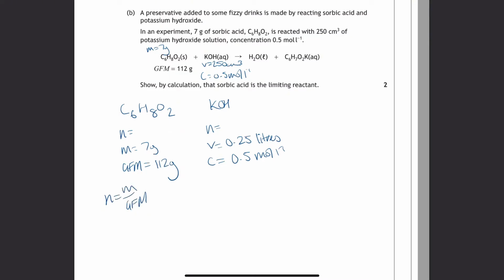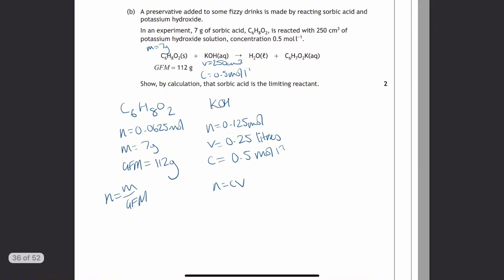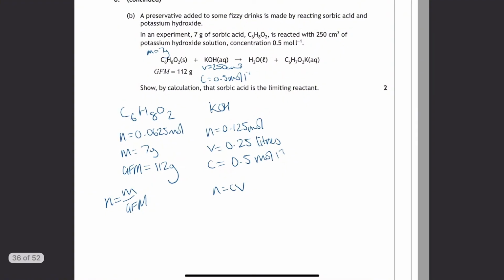So 7 divided by 112, that's 0.0625 moles of that. Then n equals CV. So 0.5 times 0.25 is 0.125 moles. Now we take them across and compare them in the ratio.